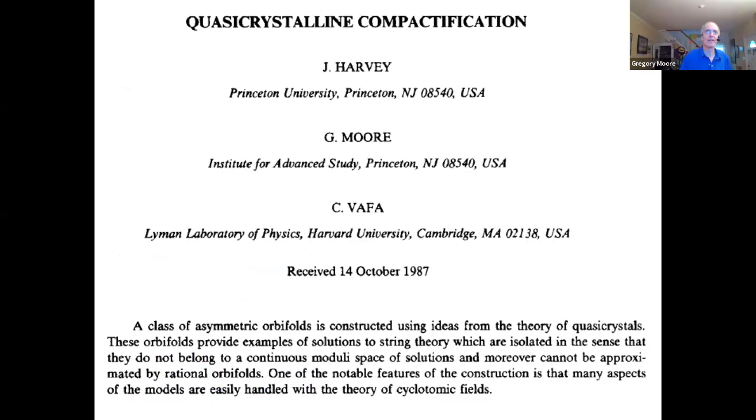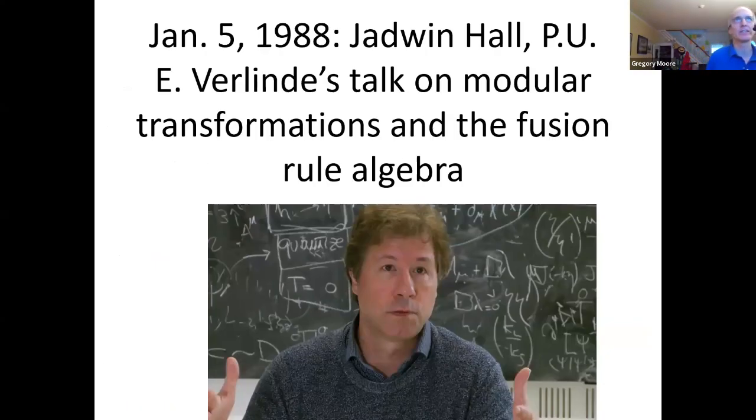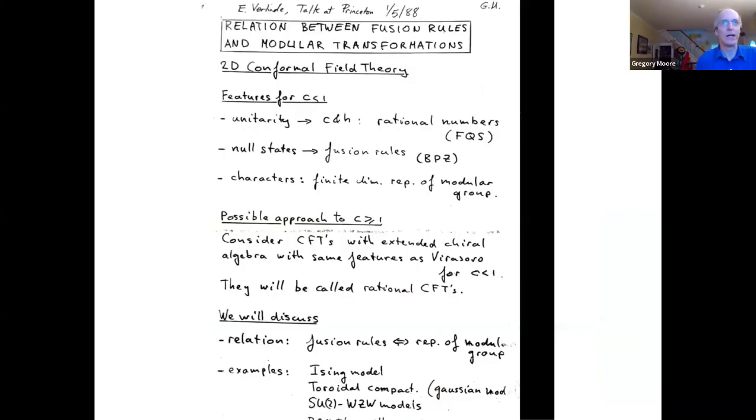And then the final thing that happened in this period, which is really significant, is that on January 5th, 1988, in Jadwin Hall at Princeton University, Eric Verlinde gave an amazing talk on the modular transformations in the fusion rule algebra. I have a Xerox copy of his transparencies. He still has the transparencies. And this is the first page.